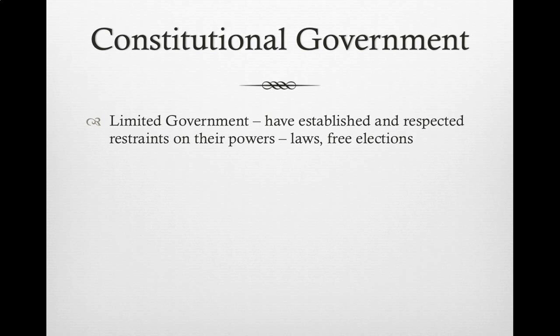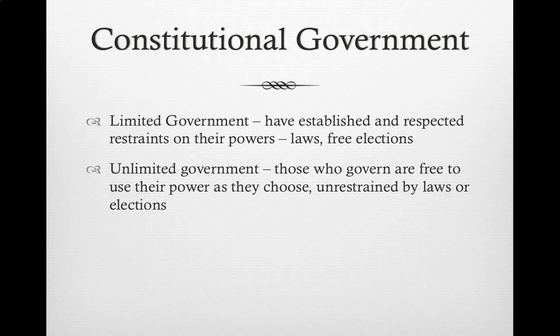Talking about constitutional governments, there are two types. You have limited government, which has established and respected restraints on its power. There are laws. We have free elections. And then you have unlimited governments. Those who govern are free to use their powers as they choose. They are unrestrained by the laws or elections. They don't have to follow the rules that they established.